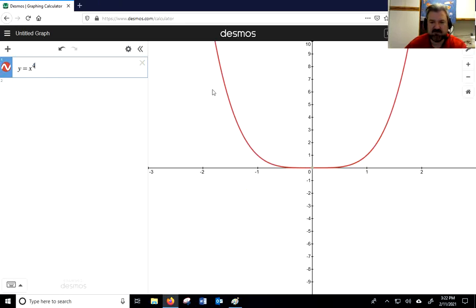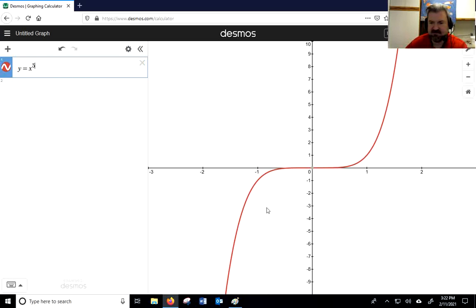Let's take a look at x to the fourth. Okay, this again looks more like y equals x squared, but look how flat it is. It's not really a parabola, it's almost like a capital U shape, but you see it going up on both sides. Let's change this back to the fifth, and you'll notice that it just went down again. Okay, we'll take it back to the sixth. Now it's going up again.